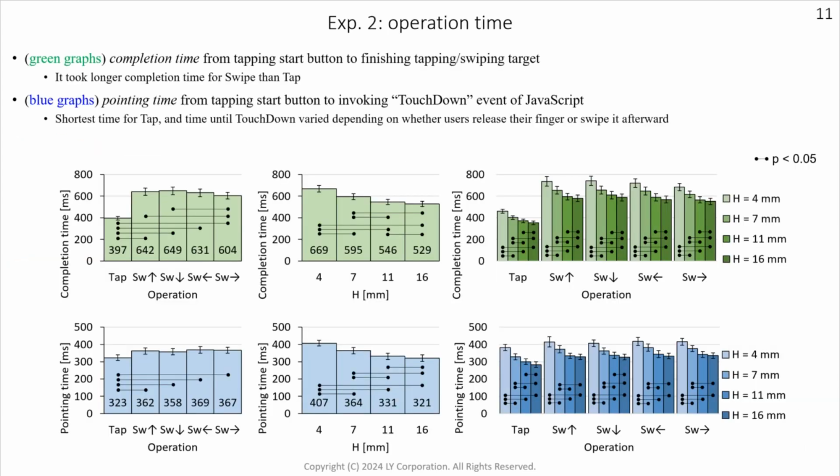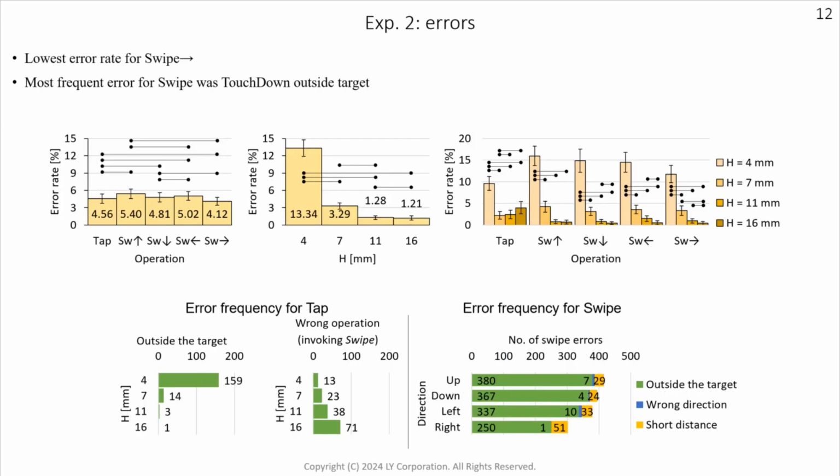First is the task completion time and pointing time. Tapping was quicker than swiping, which is consistent with experiment 1. Although experiment 2 involves square targets, the trends across the 5 operation types remain the same. The error rate is also similar to experiment 1. We expected that tapping would have the lowest error rate, but the rightward swiping had the lowest. This is likely because it took the longest time for swiping.